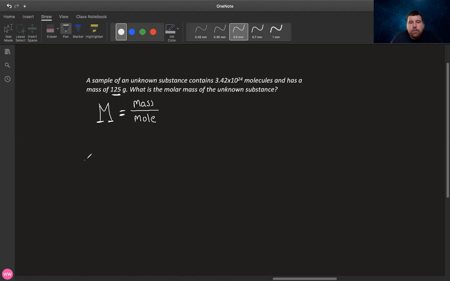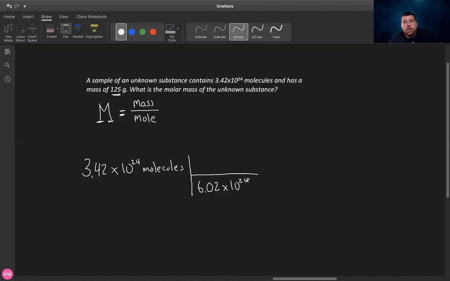So what I'm going to do is do a quick conversion factor. 3.42 times 10 to the 24th molecules. All I have to do in order to do this problem is divide by Avogadro's number, 6.02 times 10 to the 23rd, not 24, sorry about that, 23rd molecules, is equal to 1 mole. A mole and a molecule are not the same thing. Remember, a mole is a counting number. So when I do this division here, I find that my sample has 5.68 moles.